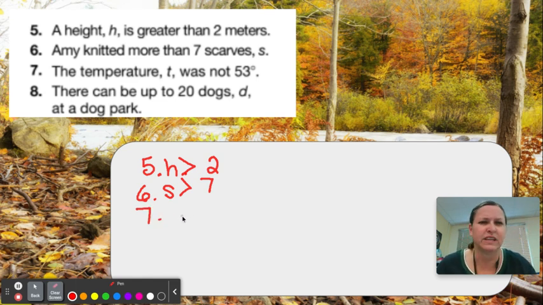Number 7, the temperature, T, was not 53. So T, it was not 53 degrees. It could have been 52 degrees. It could have been 55 degrees. But it was not 53 degrees.